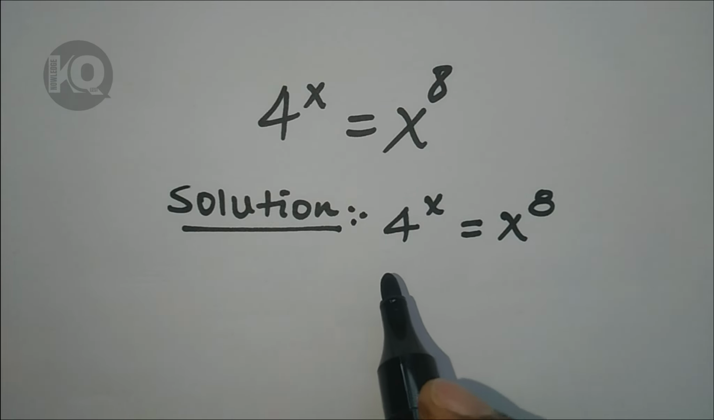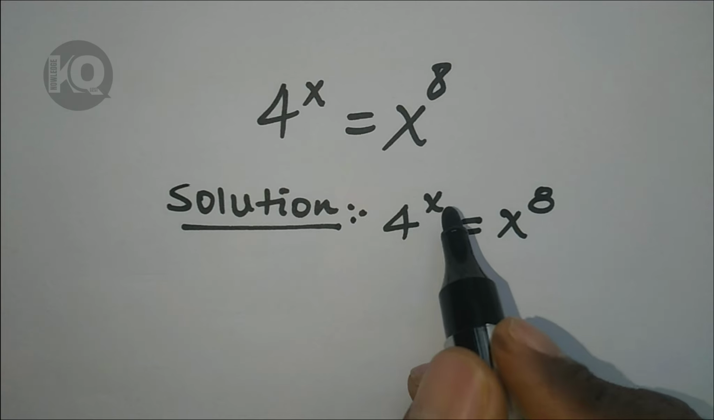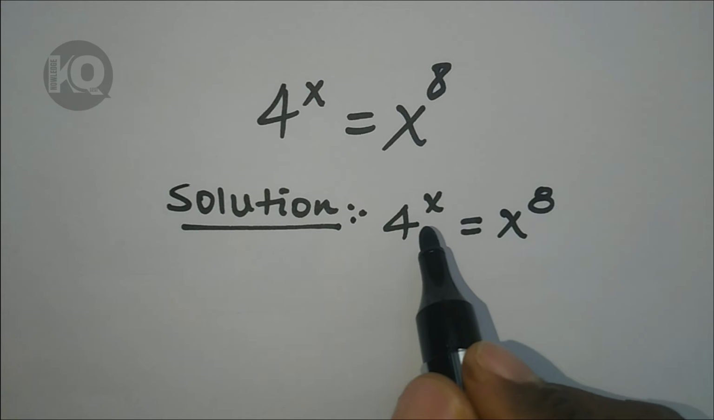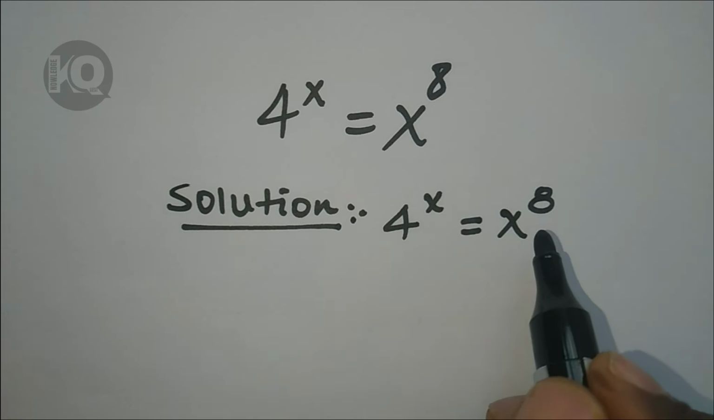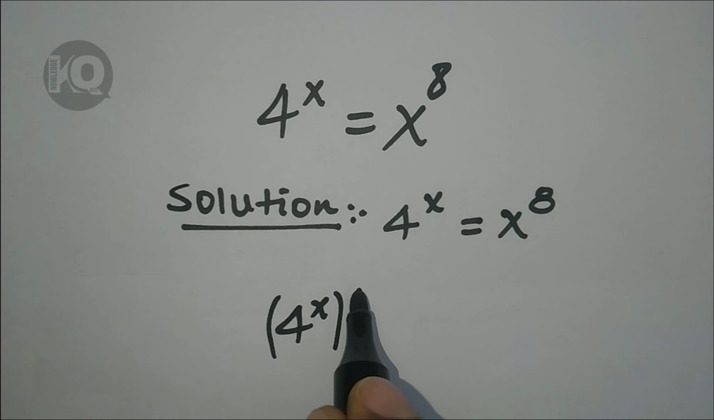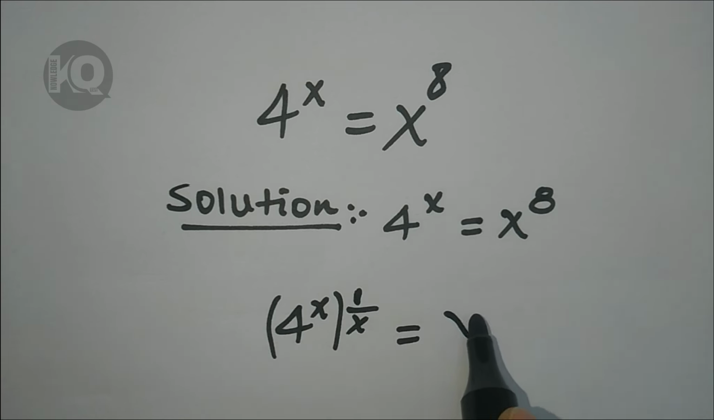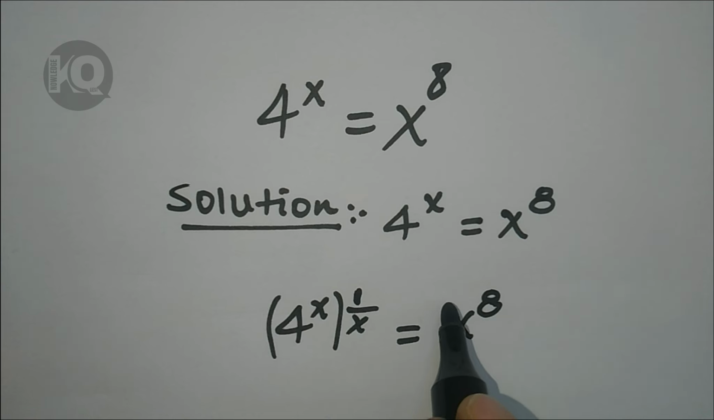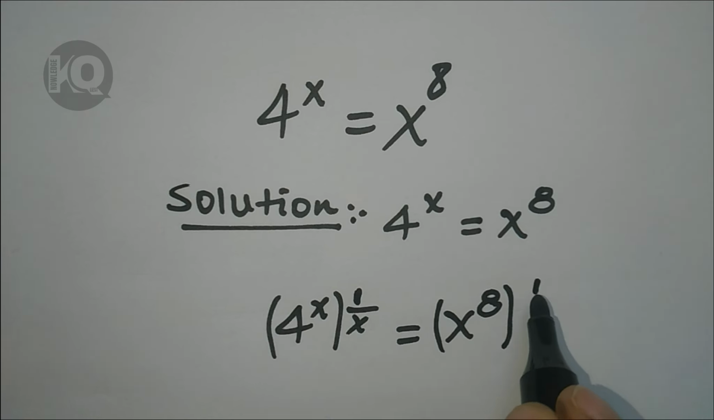So first, in the first step, we have to eliminate this x by multiplying the power by 1 over x, which is 4 raised to x times 1 over x, equals x raised to 8 times 1 over x.